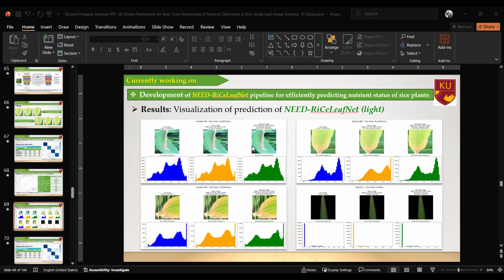Is it visible, sir? So the first one is a true image with the class K deficiency. The second one is the noisy image, the noise-synthesized image, and then the predicted image with the predicted class, the final image. K deficiency. This is the second image. For the four classes, I have shown four images here.